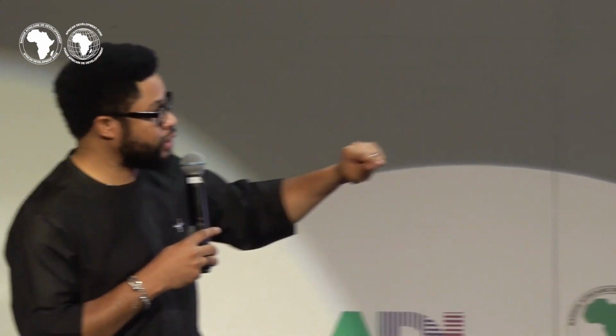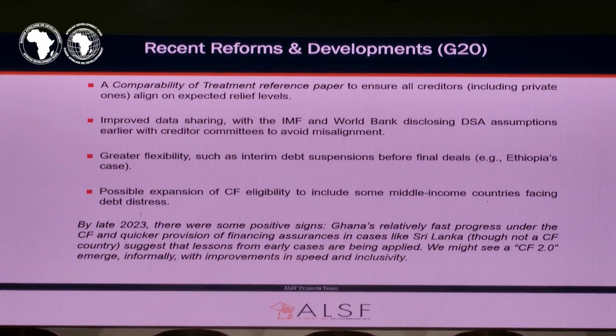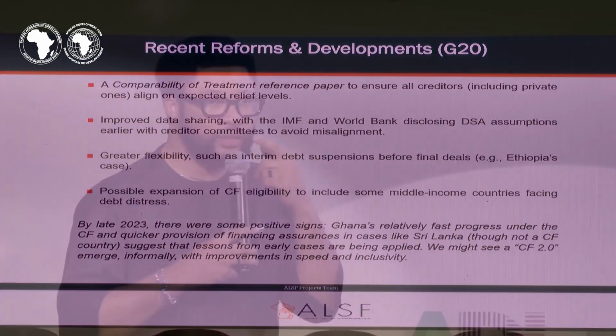Then there's going to be improved data sharing and greater flexibility. Some of the steps we mentioned that the IMF is already introducing, we would have those implemented at the next G20's either reference paper or policy documents. So I noted here that by 2023, there were some positive signs: Ghana's relatively fast progress under the common framework and quicker provision of financial assurances in cases like Sri Lanka, though not a CF country, suggests that lessons from early cases are being applied.